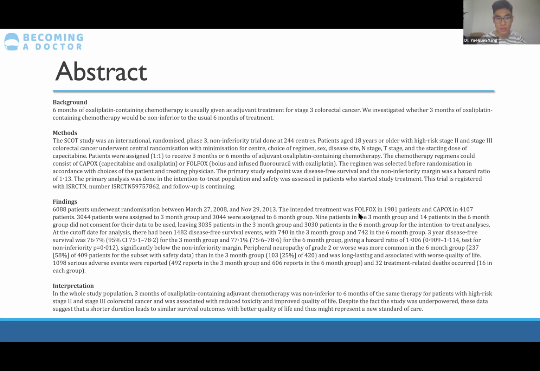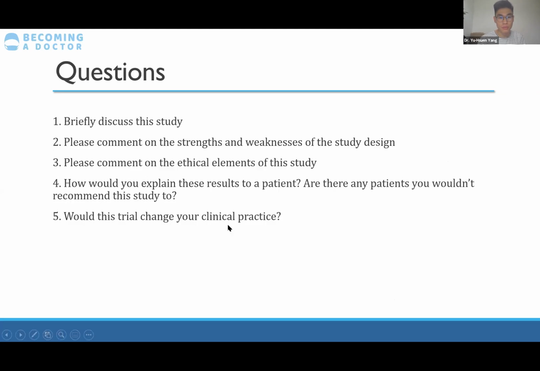Okay, great. So I'm just going to move on to the questions we will be discussing during this session. We'll discuss 5 questions really. First of all, briefly discuss the study. 2, please comment on the strengths and weaknesses of the study design. 3, please comment on the ethical elements of the study. 4, question 4 is about how you would explain this study to a patient, focusing on simplifying the study in a way that patients can understand.